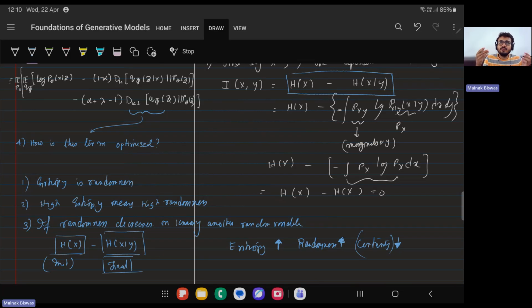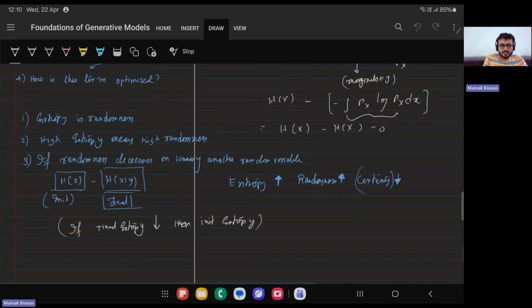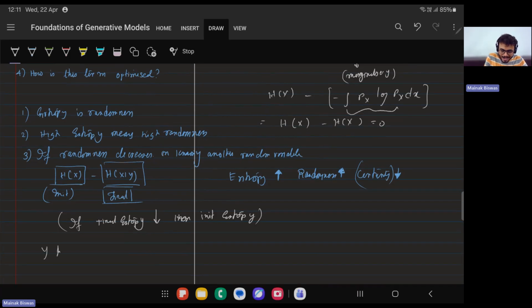So you're saying that if the final entropy was lesser, you are subtracting this term. If the final entropy decreased, right, than the initial entropy, what would happen? It means Y has information about X. So your final entropy has decreased. You have become more and more certain. Randomness has decreased because Y has given some information about X.